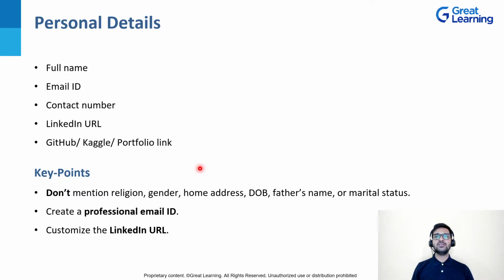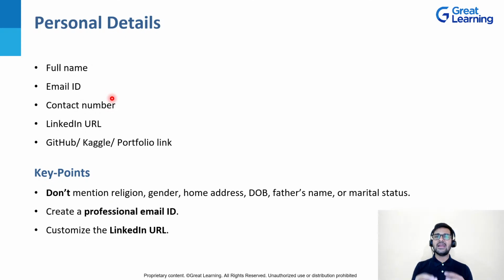No need to mention random things such as parents' name, mother's name, father's name, marital status. All those things are not required at all. So if you want to mention anything about your personal details, these are the 5 things that you should mention. Make sure you have an account on LinkedIn, customize that URL and provide it in your resume.